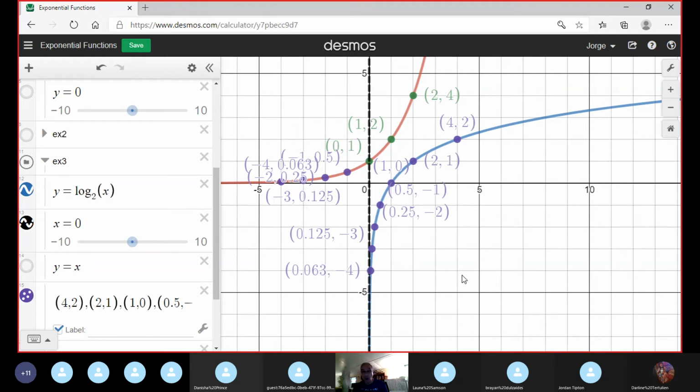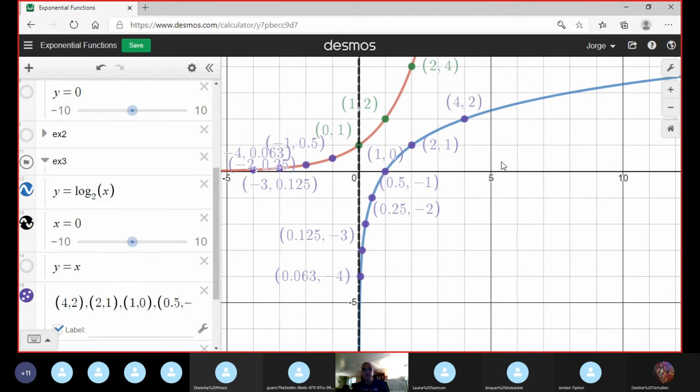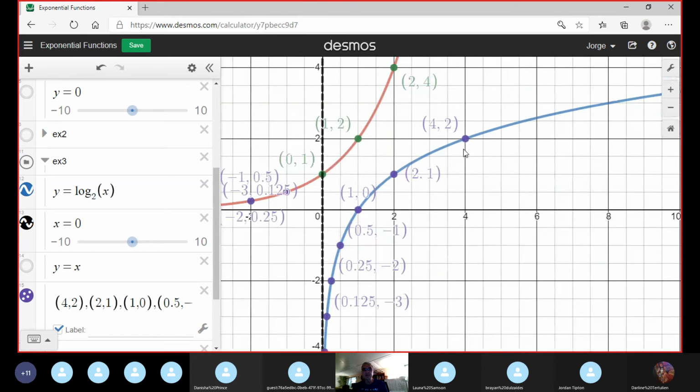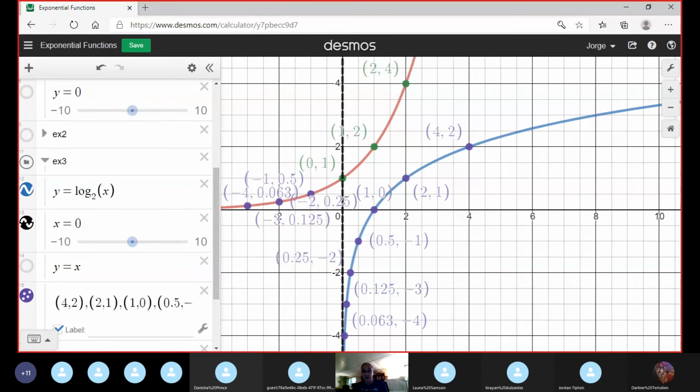The range is the projection onto the y-axis. I can see that the answer for the logarithm is sometimes a positive number, like 2, 1, 0, and negative 1, negative 2, negative 3, negative 4. Positive and negative, both: all real numbers. The range of the logarithmic function is all real numbers.